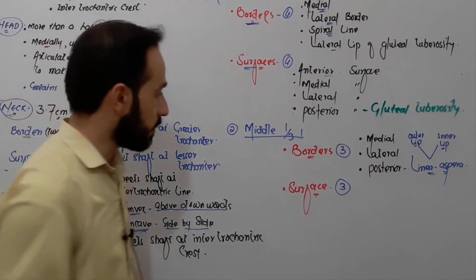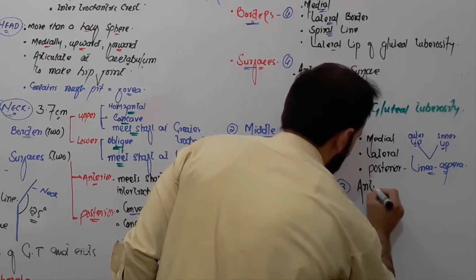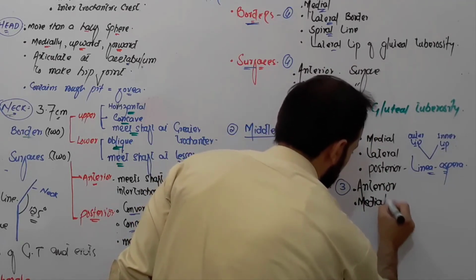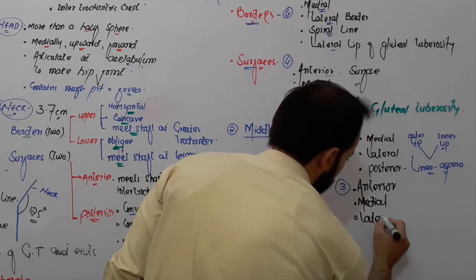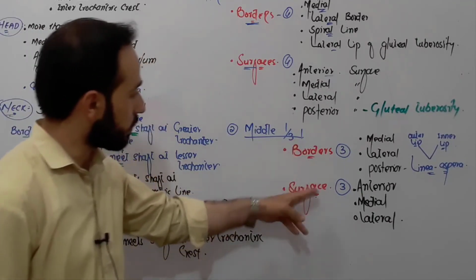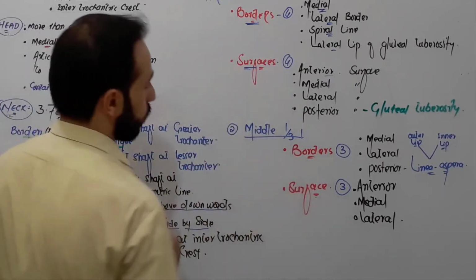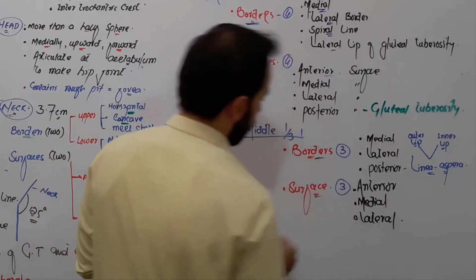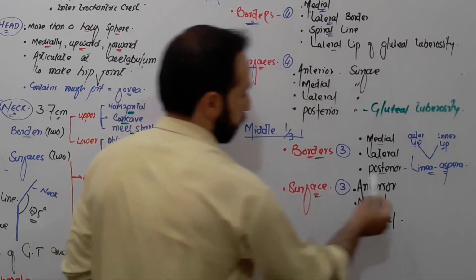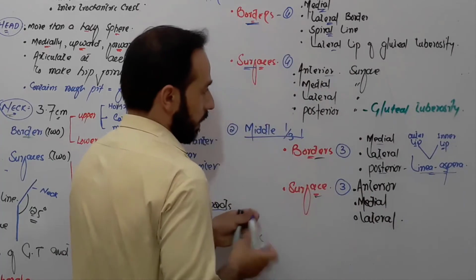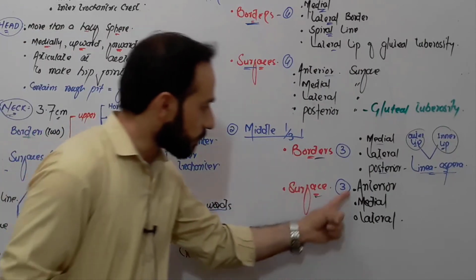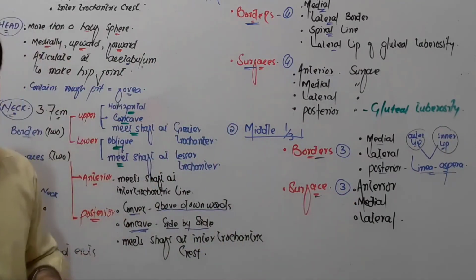So how many surfaces does it have? It has three surfaces: the anterior surface, the medial surface, and the lateral surface. So the middle one third of the shaft of the femur bone has three borders and three surfaces. The borders are the medial border, lateral border, and posterior border. The posterior border is also known as the linea aspera, and it has an outer lip and an inner lip. And then there are three surfaces: the anterior surface, medial surface, and the lateral surface.